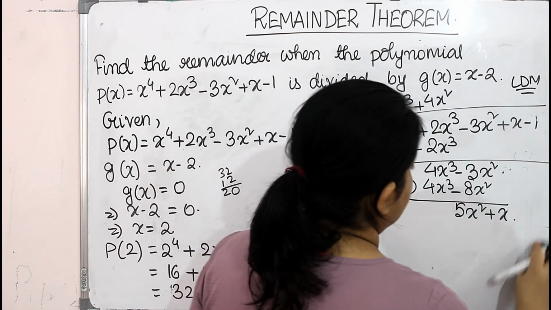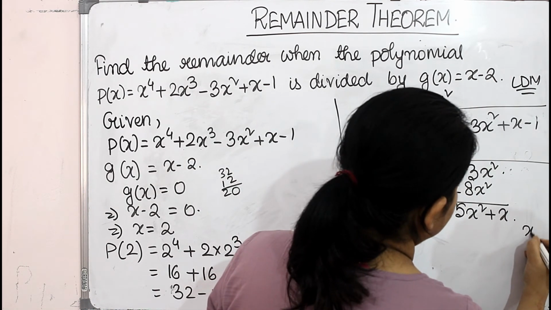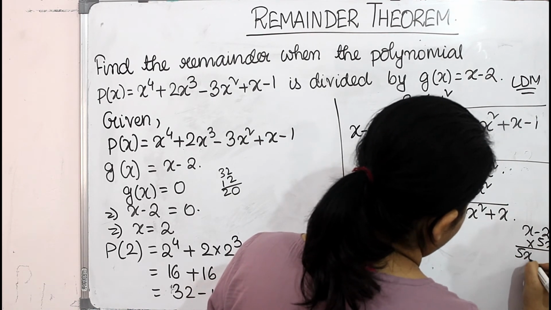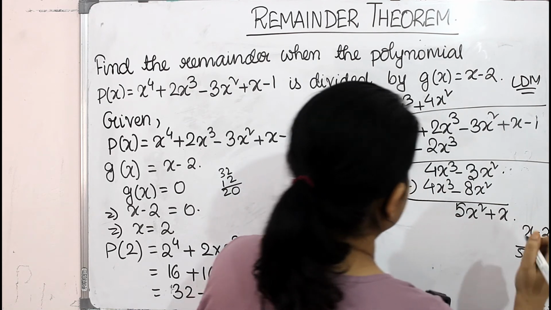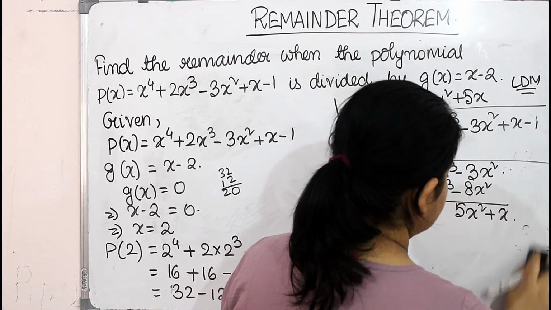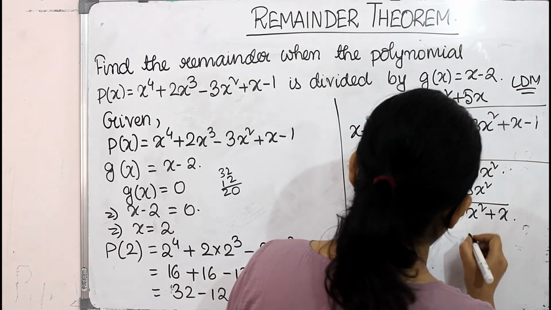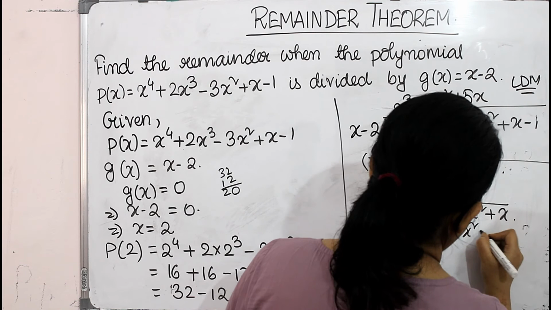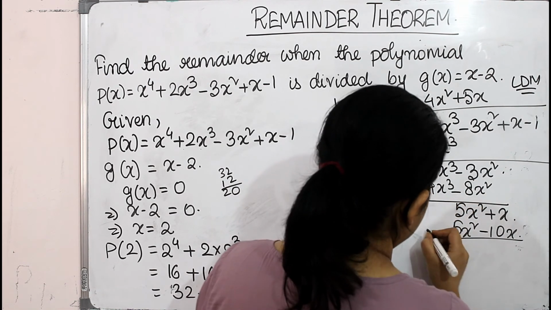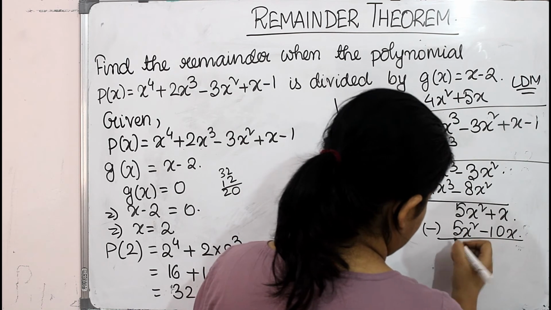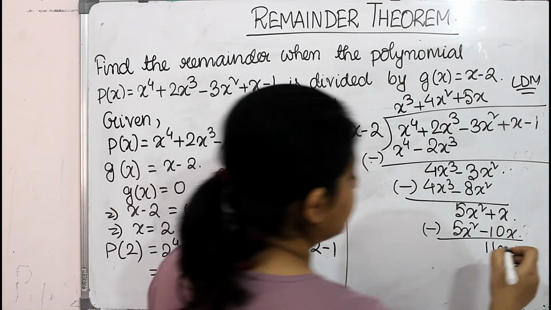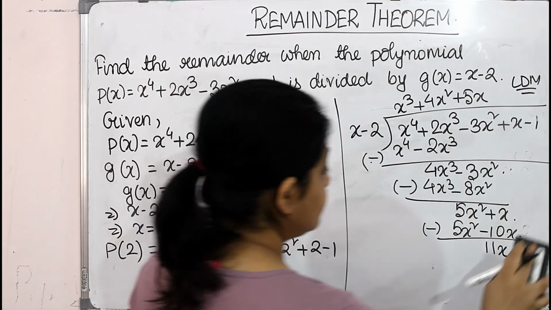Again you will multiply x minus 2 into 5x. So you will get 5x squared minus 10x. So this becomes plus 5x. Writing 5x squared minus 10x, we subtract: minus minus, this becomes 0, minus minus plus, that is 11x. So 11x minus 1.